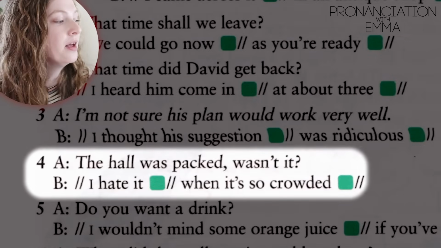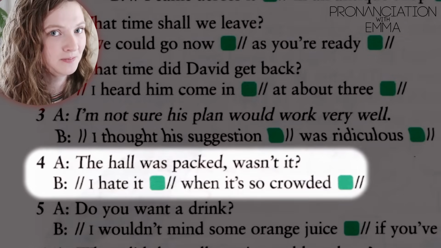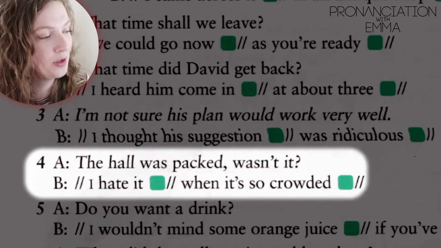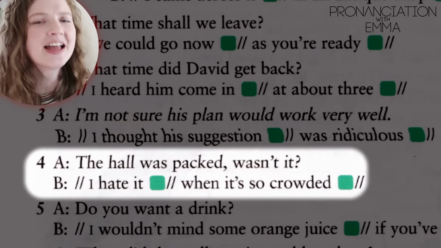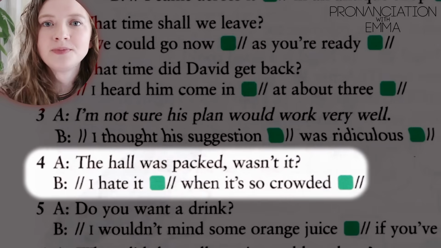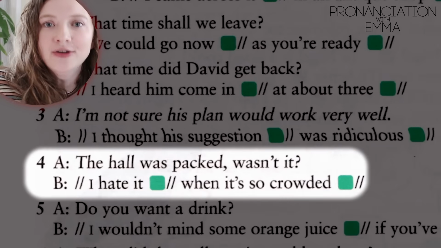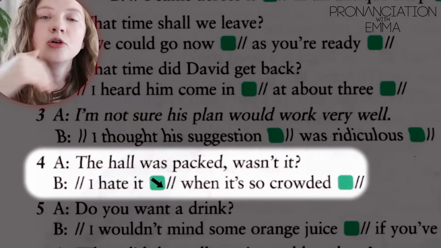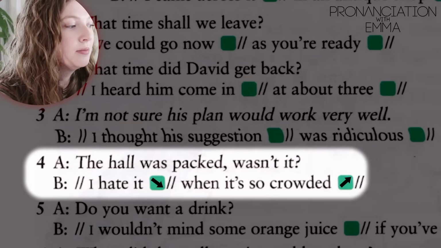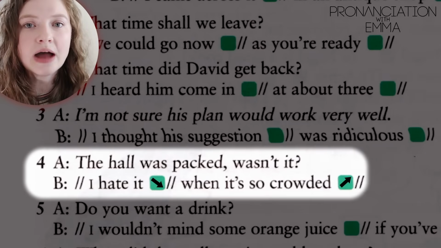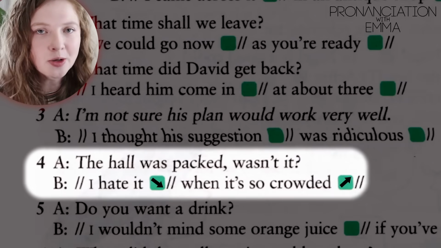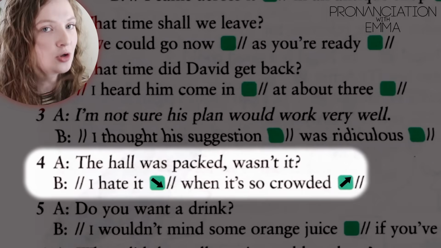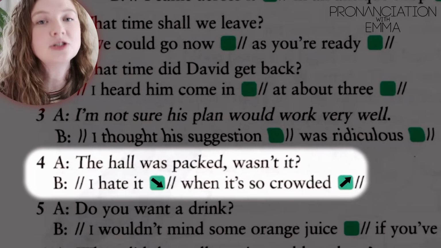Number 4. The hall was packed, wasn't it? Tag question there, careful. The hall was packed, wasn't it? I hate it when it's so crowded. So I hate it is going to go down, when it's so crowded. Crowded, we've already mentioned that it was packed, okay? Packed is the same as crowded, it's busy, there are loads and loads of people there. So the crowded part is redundant, it's repeated, not new information. I hate it is new information.